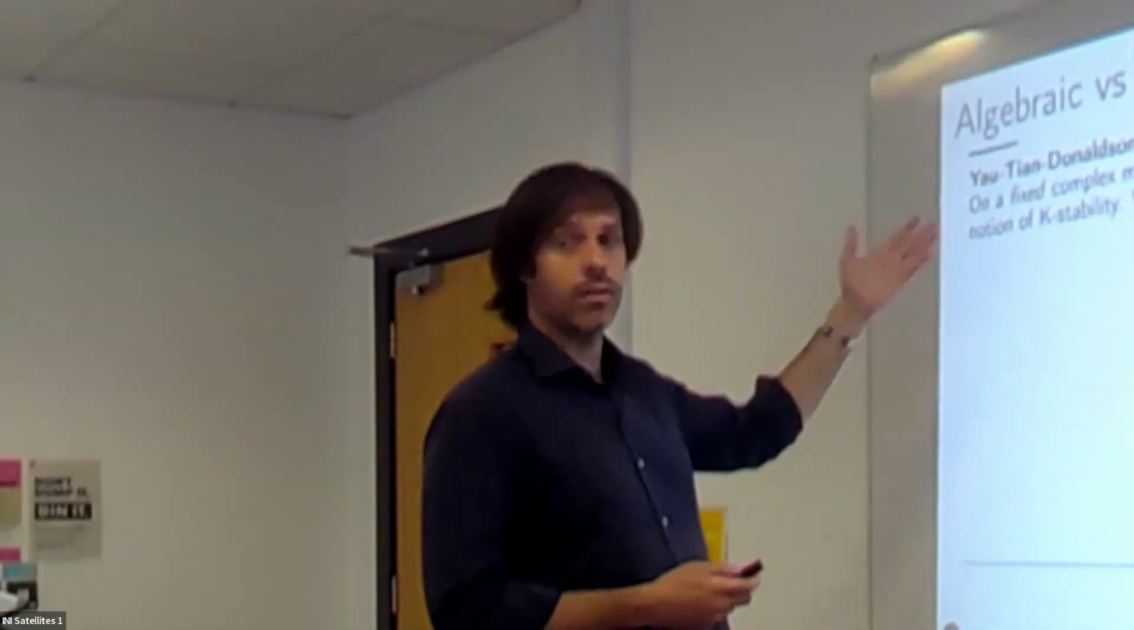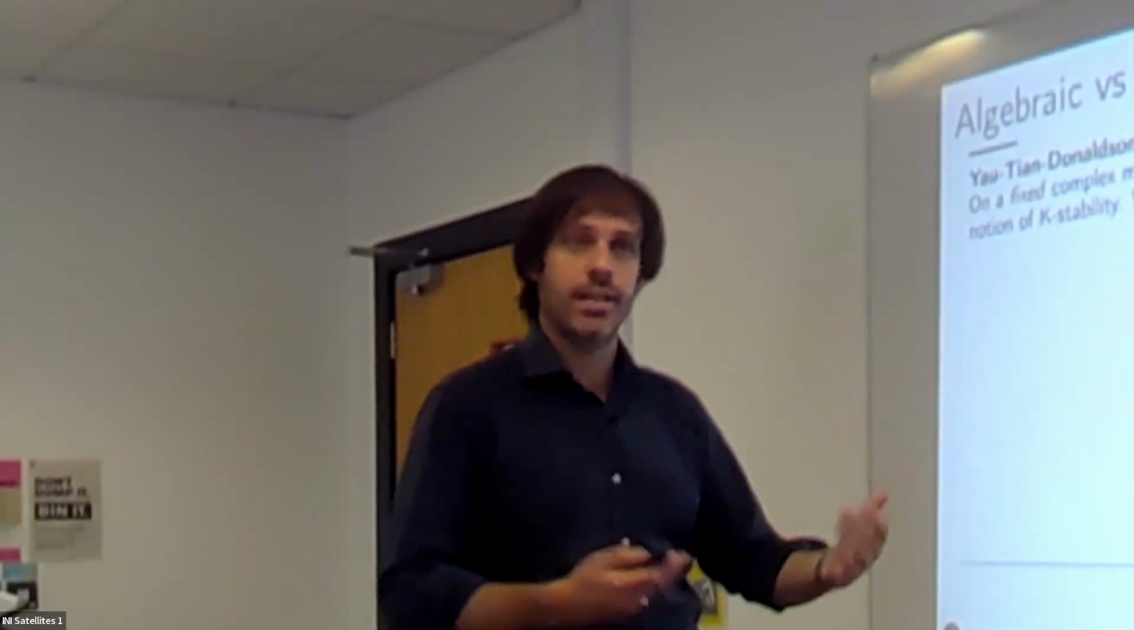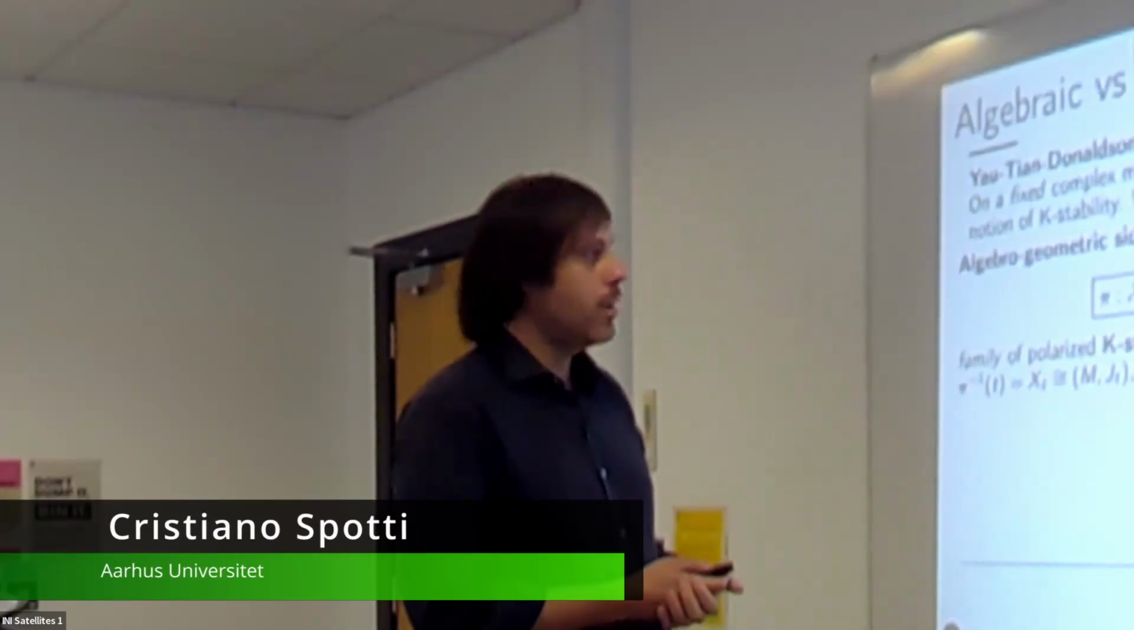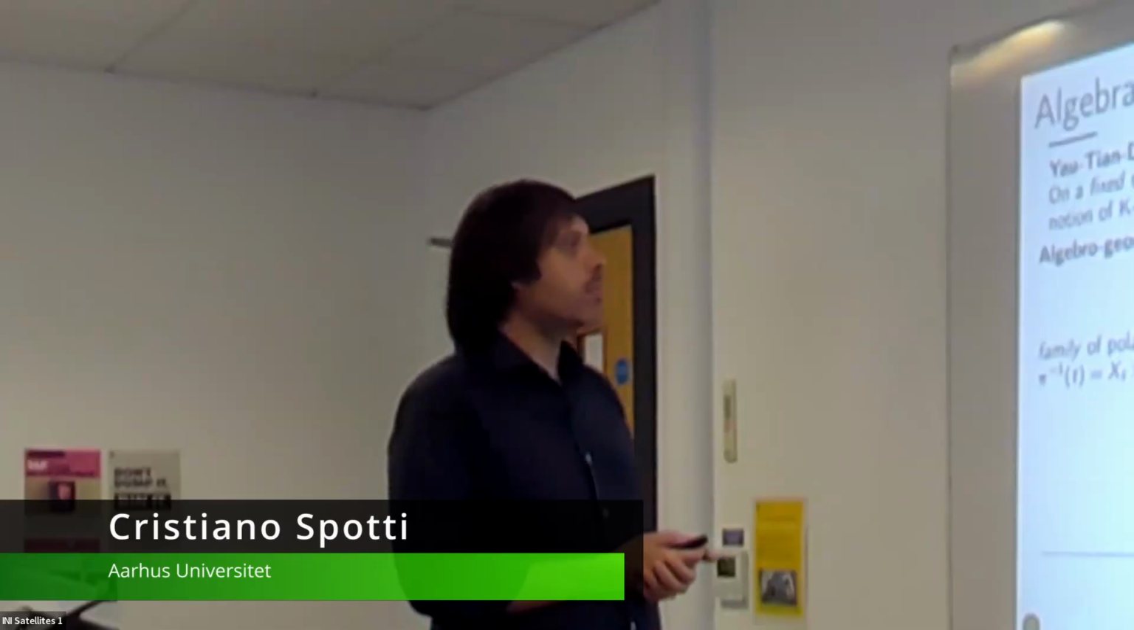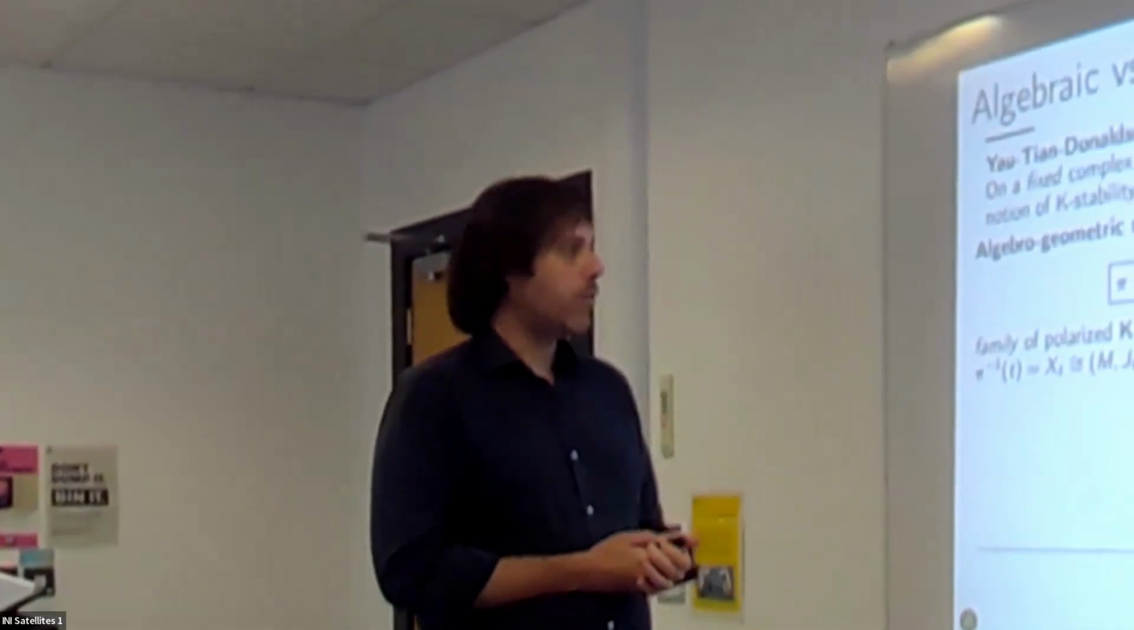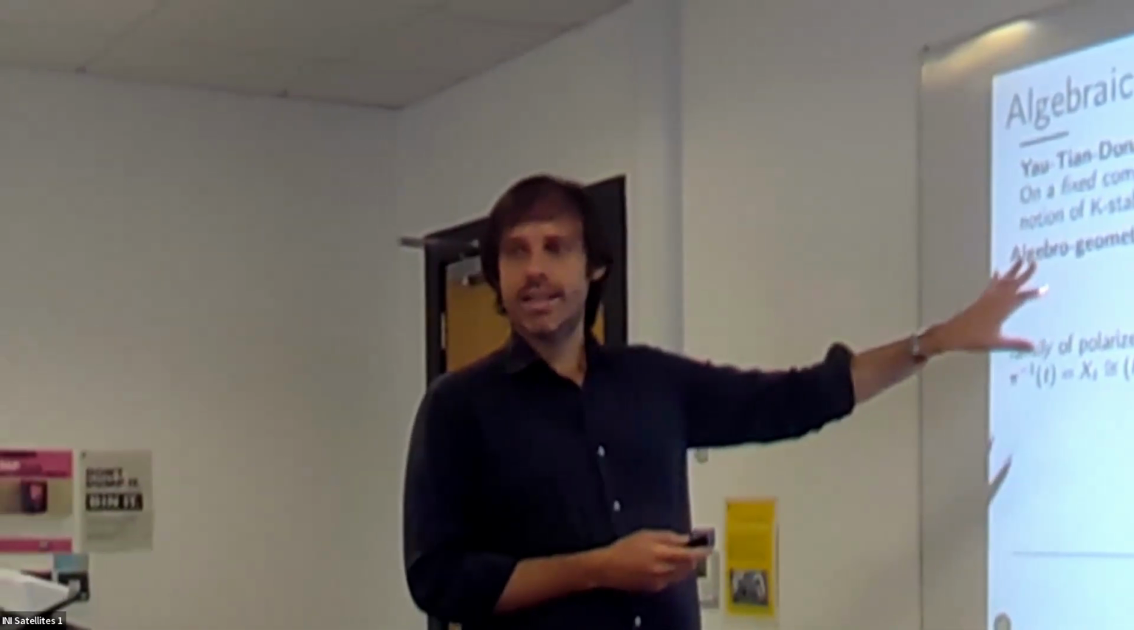Or equivalently, a family of K-stable varieties, and they sort of degenerate. What can we say about that? So, a bit more precisely, we are in a situation like this: we consider some kind of family over the punctured disk of K-stable manifolds. This is the algebraic side.